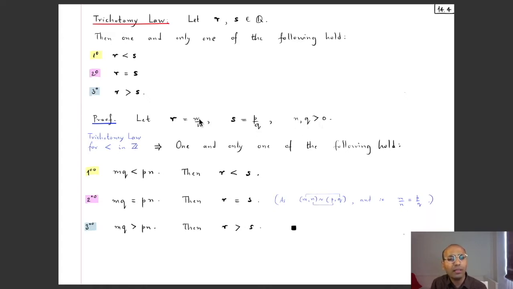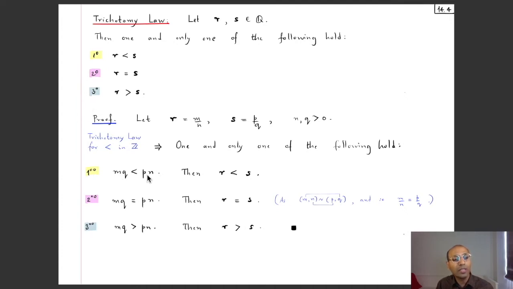Now if I look at mq and np, these are integers, and by the trichotomy law for the order relation in the integers, we know that exactly one of the following three statements holds. Either mq is strictly less than pn, or mq is equal to pn, or mq is strictly bigger than pn. And we'll show that these three cases correspond exactly to these three cases. So this corresponds to this, this corresponds to this, and this corresponds to this.